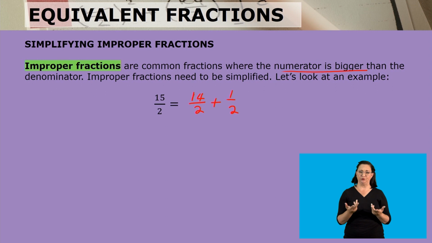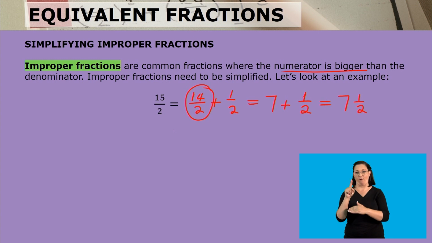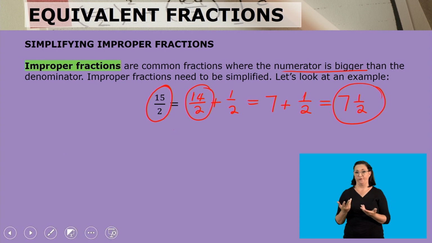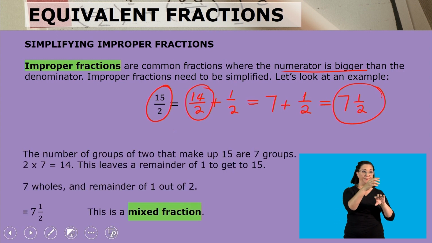Why am I doing that? Because when I look here at 14 halves, we know that 14 halves is the same as 14 divided by 2. And 14 divided by 2 is 7. And when I add that to 1 half, now we no longer have 15 halves, we have 7 wholes and 1 half. And we can see that they are all equal. So 15 halves is equal to 7 wholes and 1 half. And that's how we have simplified that improper fraction.